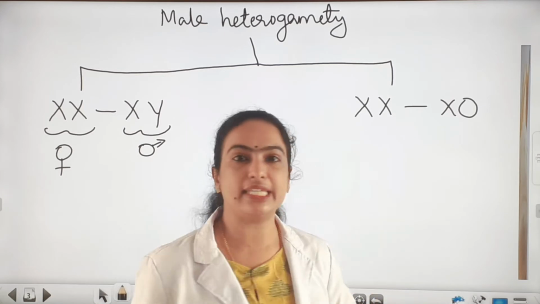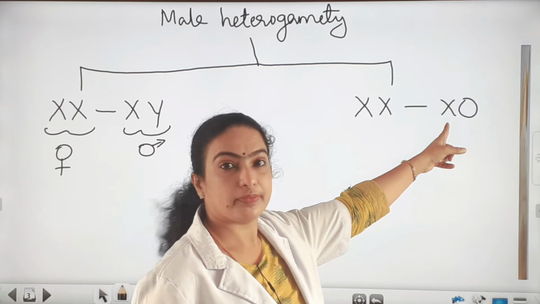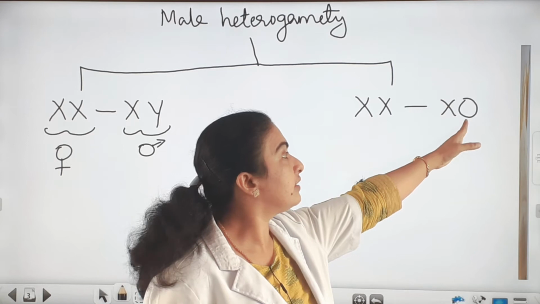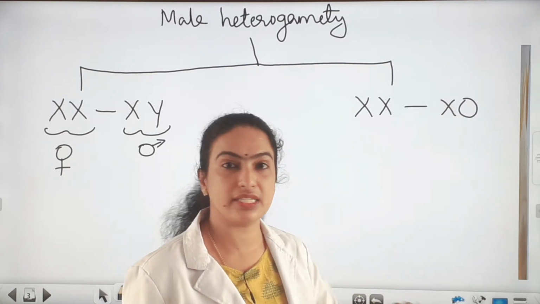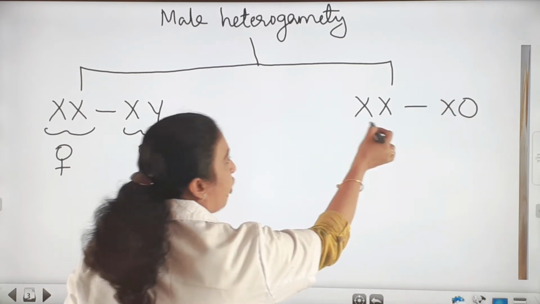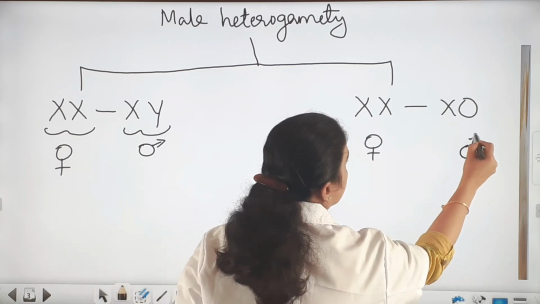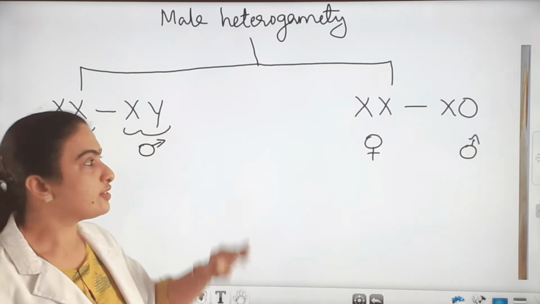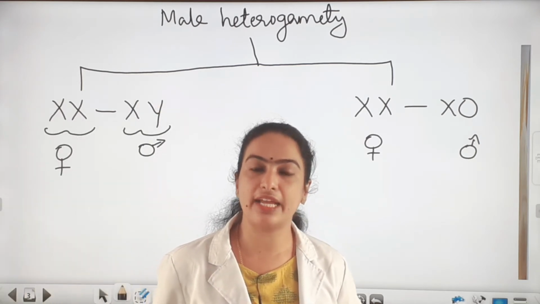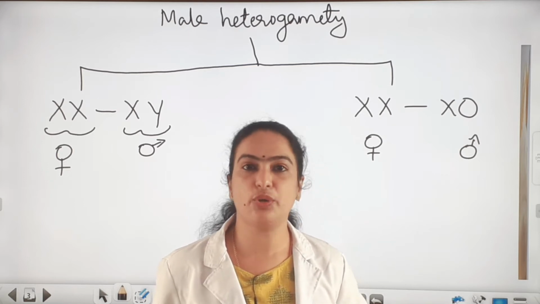Here also we can see which is the male. Which gametes are produced by the male? Here only one gamete is produced and there is zero gamete. In the next gamete there is no sex chromosome, that is why it is X0 type. Here due to this homozygosity, this must be the female and this is the male. Is it clear? So these are the two types of male heterogamety: XX, XY type and XX, X0 type.